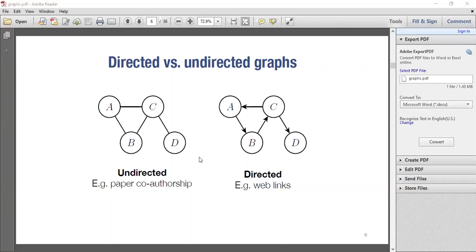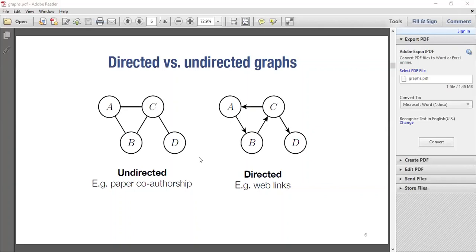Now, in this context, you could look at it this way. If you are going from one point to the other, that is a direction. It means that you're going from A to B. But certain relationships that work in a network don't necessarily have a direction.